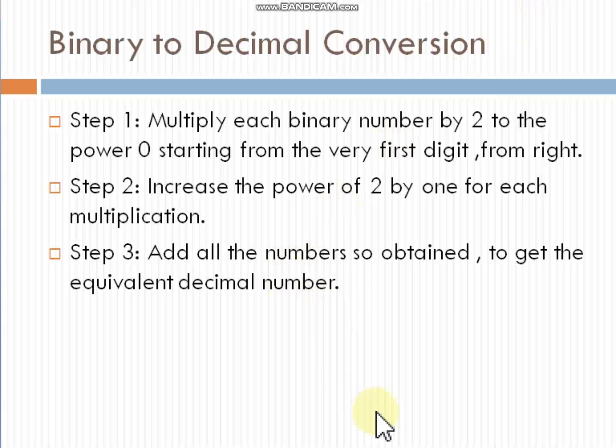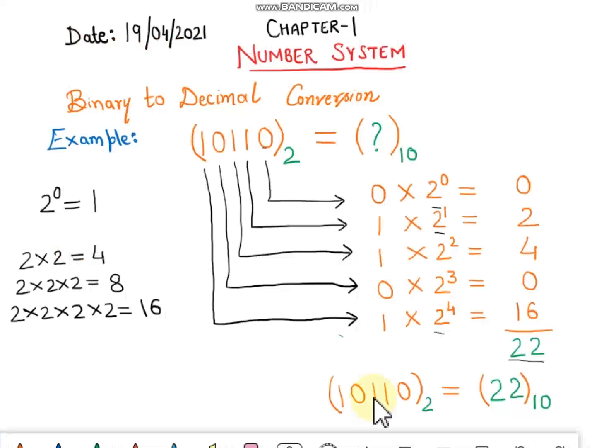Let's take an example. Our binary number that is to be converted into a decimal number is 10110 to the base 2, because it is a binary number. So we will follow the 3 steps. Step 1, we have to start from the very first digit from the right, and multiply each digit by the power of 2.